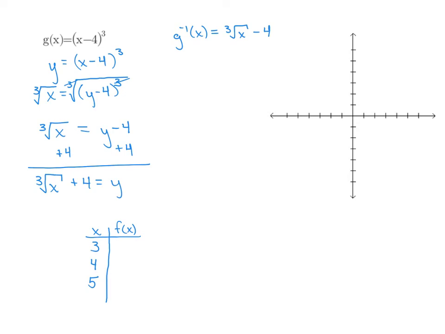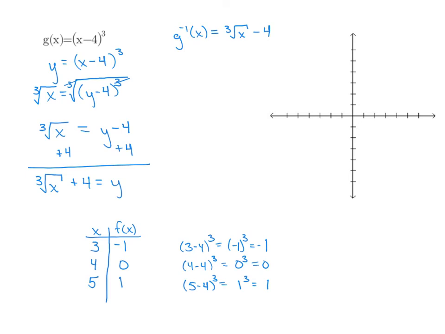If we plug in 3, we get 3 minus 4 cubed. 3 minus 4 is -1. Cubed is -1, so we get -1. All right, if we plug in 4, we get 4 minus 4 is 0. Cubed is still 0. And finally, 5 minus 4 cubed, we get 5 minus 4 is 1. Cubed is 1.